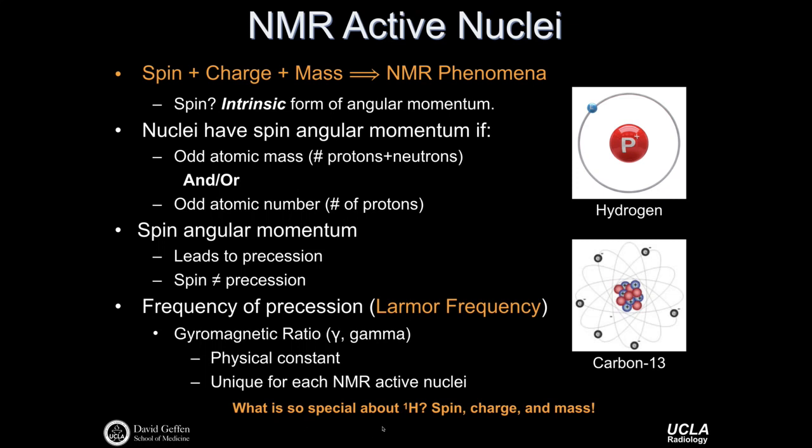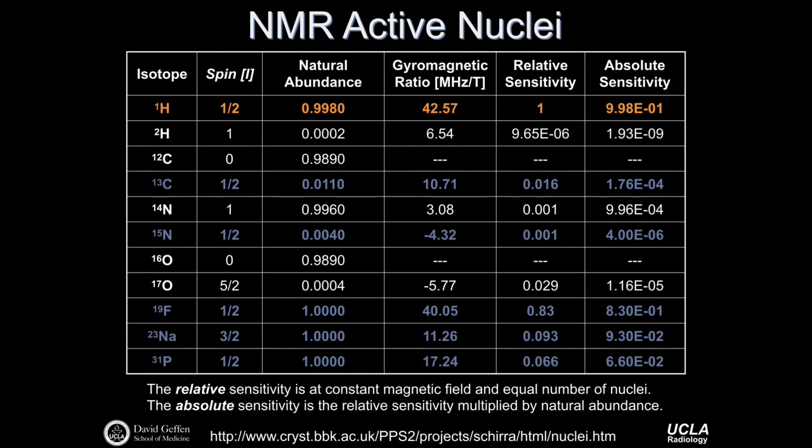So what is it that's so special about the hydrogen nucleus in particular? Well, obviously it's spin, charge, and mass, but it's other properties as well. In particular, its high concentration in the human body and the frequency at which it precesses make it especially amenable to imaging. Here we see a large table of NMR active nuclei where the isotope H1 is shown on the top. It represents a spin-half system that's in high natural abundance. It's the dominant form of all possible hydrogens. Importantly, the gyromagnetic ratio is 42.57 megahertz per Tesla.